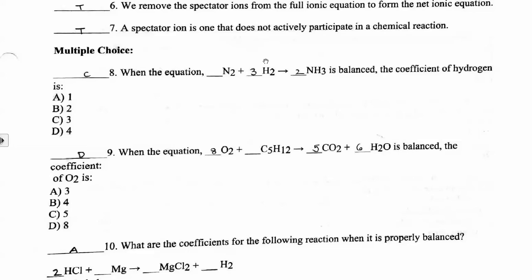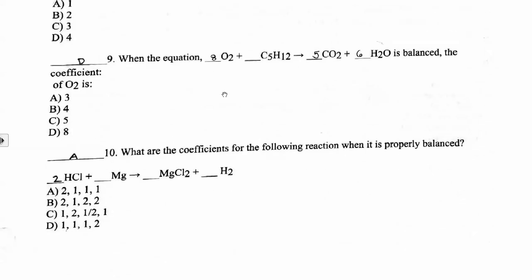Okay? When the equation is balanced, so for any of these questions, guys, where I'm asking just for one of the coefficients, balance the whole thing. So I've got N2 here, so I'm going to put a 2 here. Now I've got 6 O's, so I'm going to put a 3 there, and it's 6. So the coefficient for H was a 3.